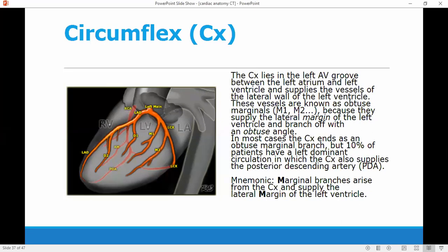In most cases, the circumflex ends as an obtuse marginal branch, but 10% of patients have a left dominant circulation in which the circumflex also supplies the posterior descending artery. Marginal branches arise from circumflex and supply the lateral margin of the left ventricle.